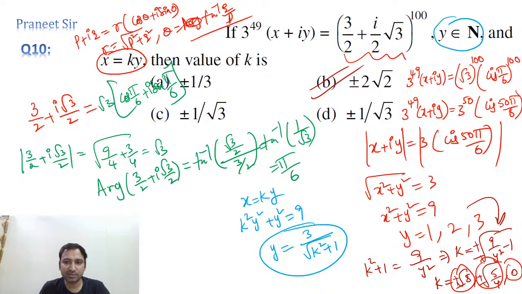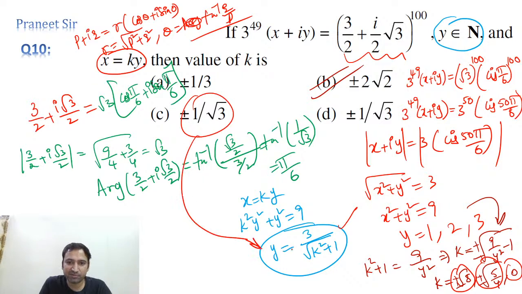Otherwise, in this final expression, you just substitute K equal to 1 by root 3. So 1 by 3 we are getting. So if you substitute K equal to 1 by root 3 in this expression, what do we get? Y is equal to 3 by 1 by 3 plus 1, which is 4 by 3. So square root of 4 by 3. How can you get an integer? You won't get an integer. Okay, right. Chalo.